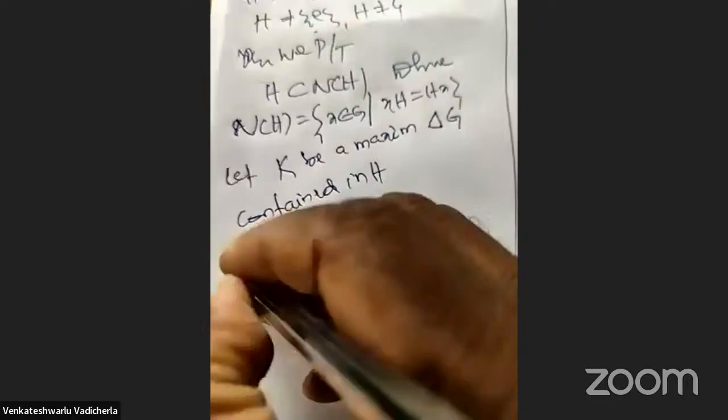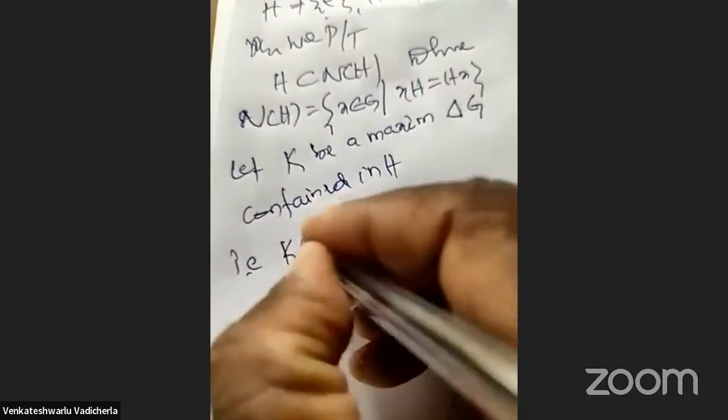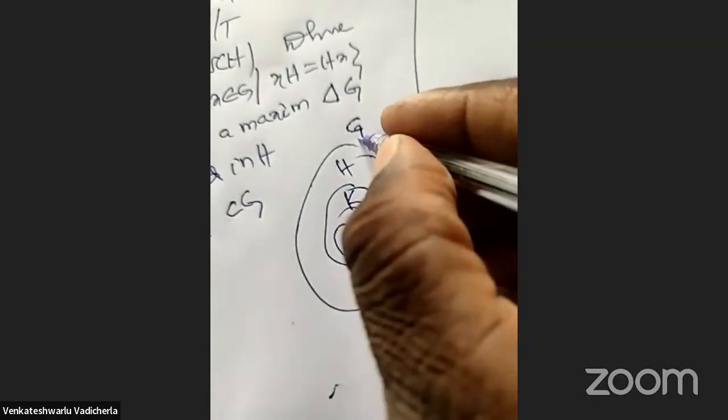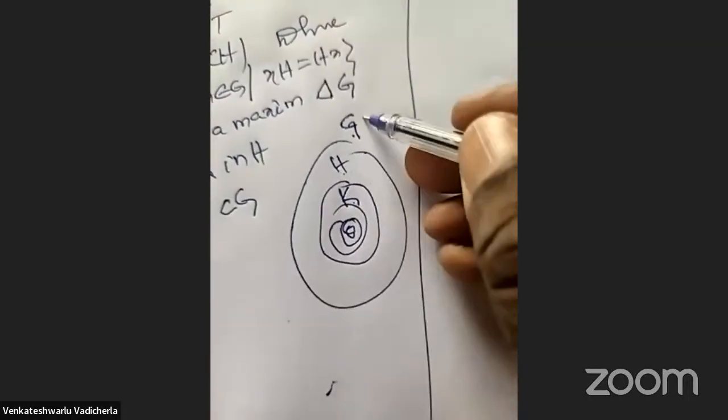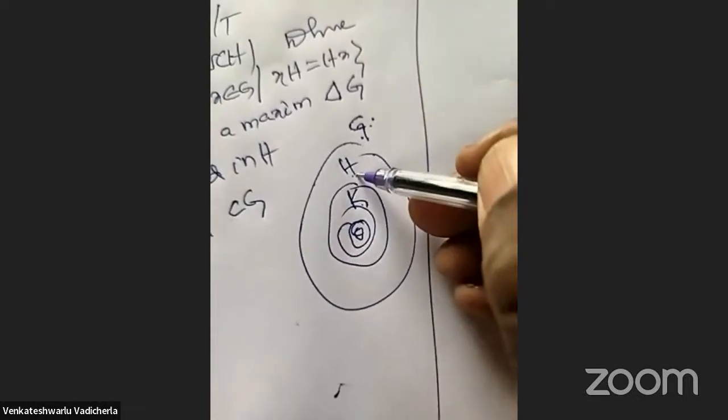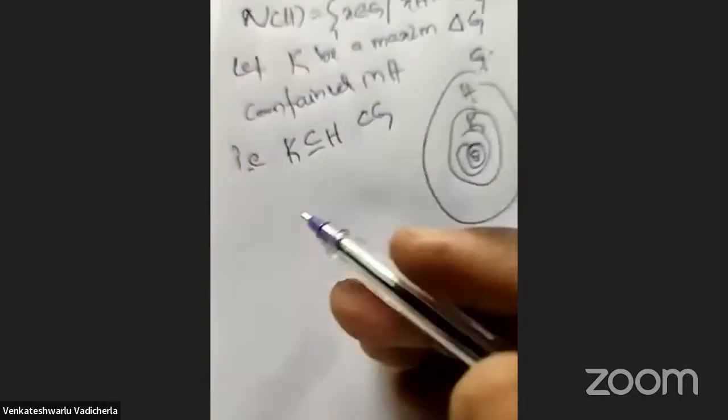So the meaning is clear. K is a subset of or equal to H, a subset of G. K is a maximal normal subgroup. Here G is a group, H is a subgroup of G, and K is a maximal normal subgroup of G contained in H. Let G bar be equal to G by K.